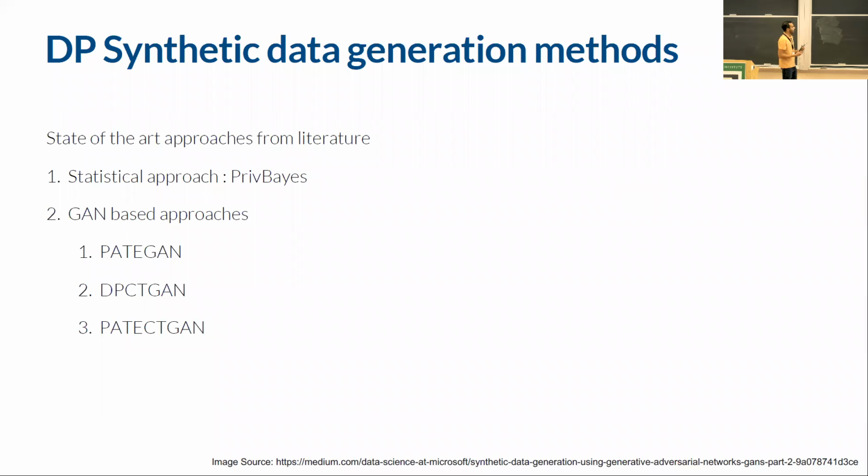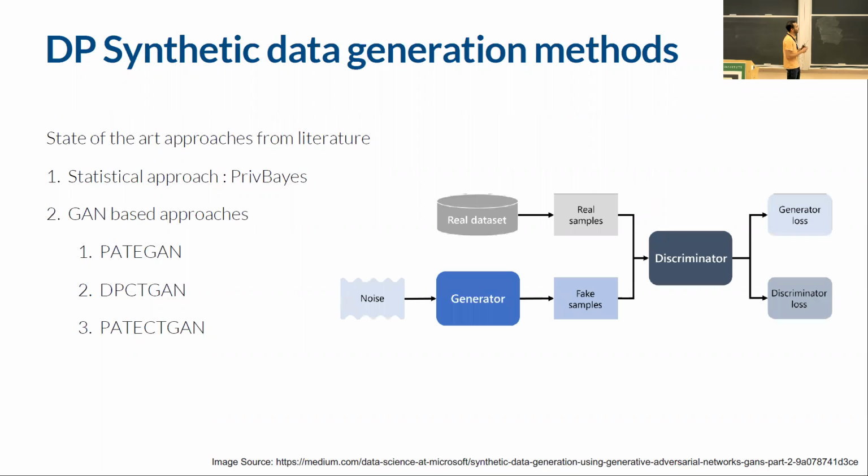The second type of approaches could be GAN-based approaches. We have a couple of approaches that we're looking into: PATE-GAN and DP-CTGAN. These are conditional GANs which work better for categorical data, and these basically work by training a GAN network. You train this GAN using DP-SGD, let's say, and you basically throw off your discriminator, and the generator can then be used to generate synthetic data.